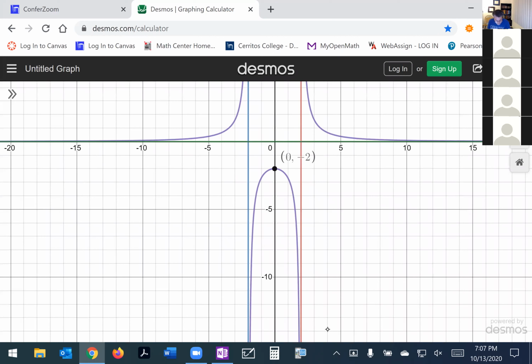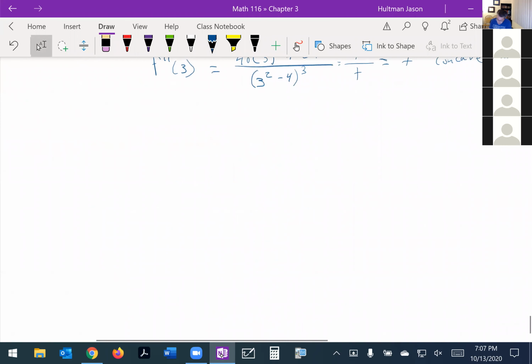I'm going to move on to 3.4 simply because I have time, and that will leave us only with 3.5 on Thursday, which is all application problems. So it'll take a while to go through. Okay, so let's move on to 3.4. 3.4 is called absolute extrema.